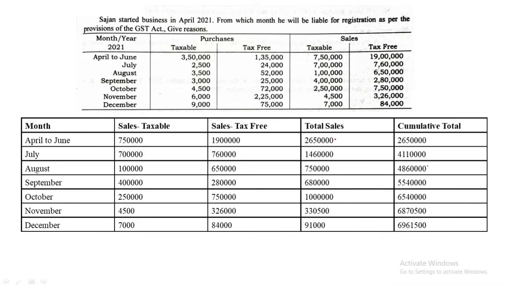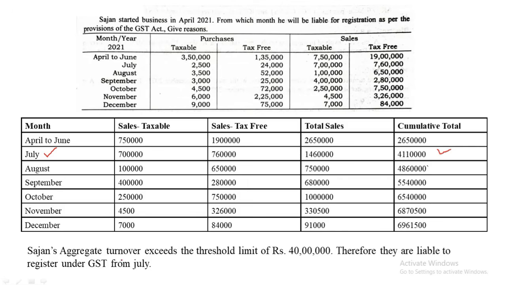Now the aggregate or cumulative turnover has been noted down. Now our rule: other state, only goods, threshold limit is 40 lakh. So we have to see where the turnover exceeds 40 lakh. If you look carefully, in the very second cell it has already exceeded 40 lakhs, and the month where it has exceeded is July. So that's the final answer. Okay, so we'll write now. My conclusion will be: Sergeant's aggregate turnover has exceeded the threshold limit of 40 lakhs. Therefore, he is liable to register under GST from the month of July.